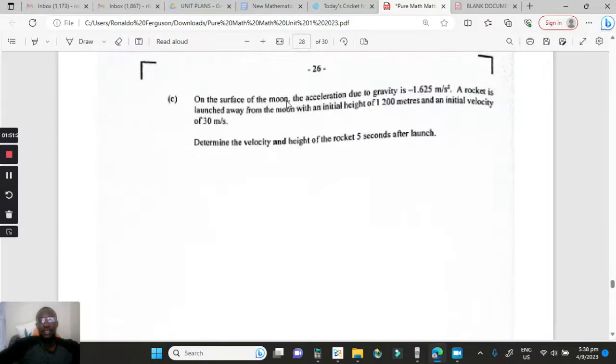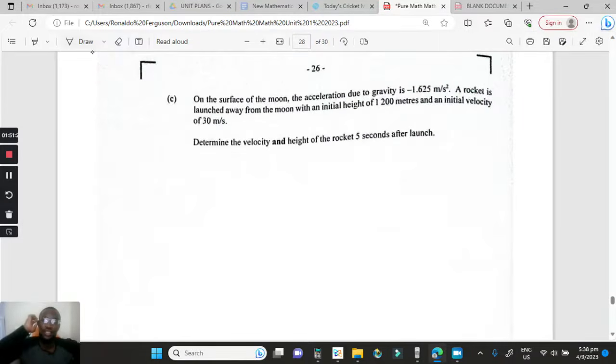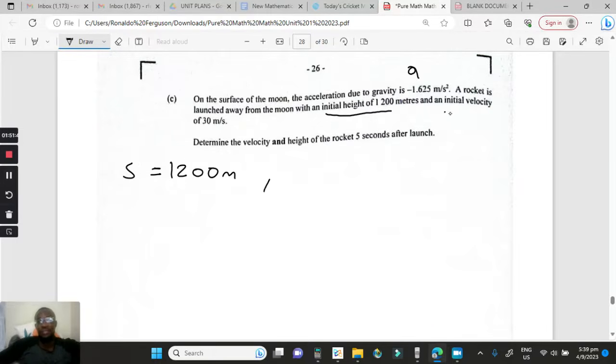Now, part C says, on the surface of the moon, the acceleration due to gravity is that amount and a rocket is launched. First thing I like to do is write down what's given. They give me the acceleration. They tell me a rocket is launched with an initial height, so they give me the initial distance, which is 1200 meters. And they give me an initial velocity, u. Now they say determine the velocity and the height of the rocket 5 seconds after launch.